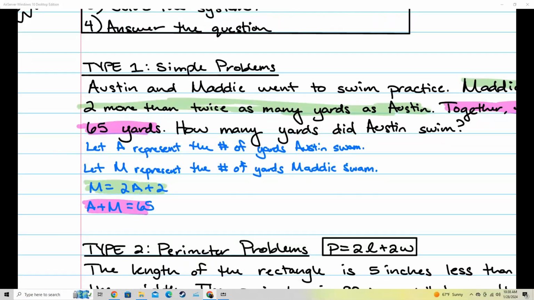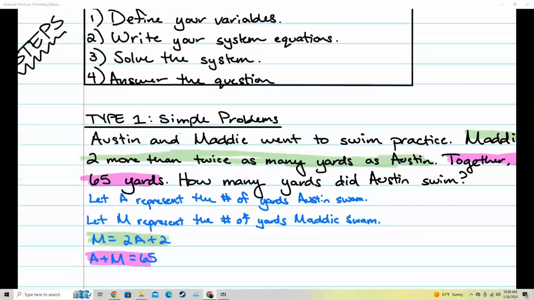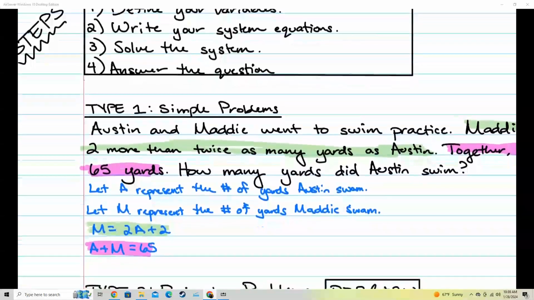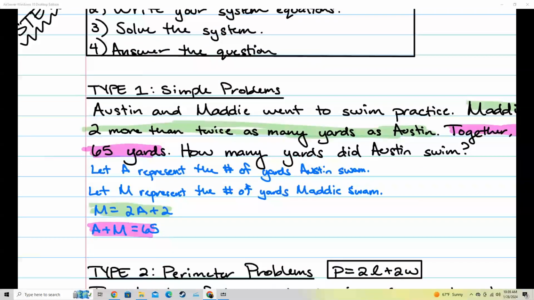Now that we have the 2 equations done, I'm done with step 2. I was able to write my system of equations. Step 3 is to solve the system. So you have a decision to make right now. You're either going to use substitution or you're going to use elimination. Well, you use substitution if one of the variables is easy to solve for or it's already completely solved for. And you use elimination when the variables in the equations are completely lined up.